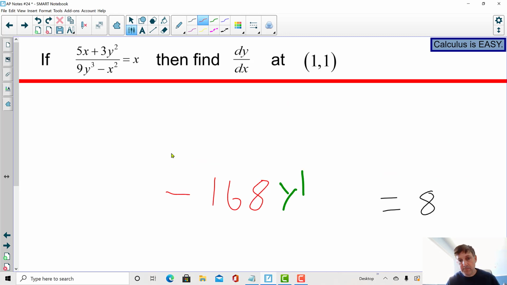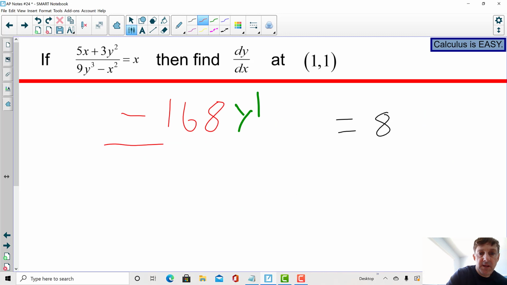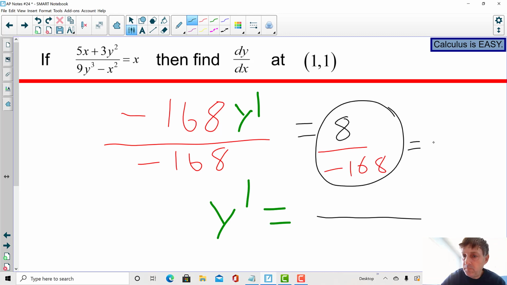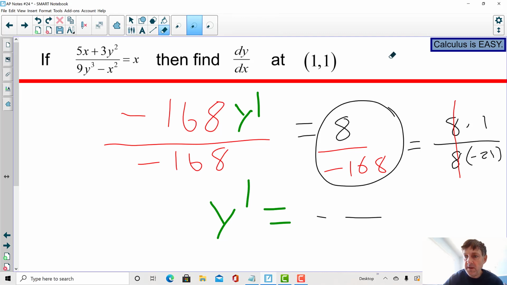Okay, again, let's move this up. We're going to divide both sides by negative 168. And now we're done. This is our final answer. We can still simplify. This is 8 times 1. And this is 8 times negative 21. So after canceling the 8's, we get negative 1 over 21.